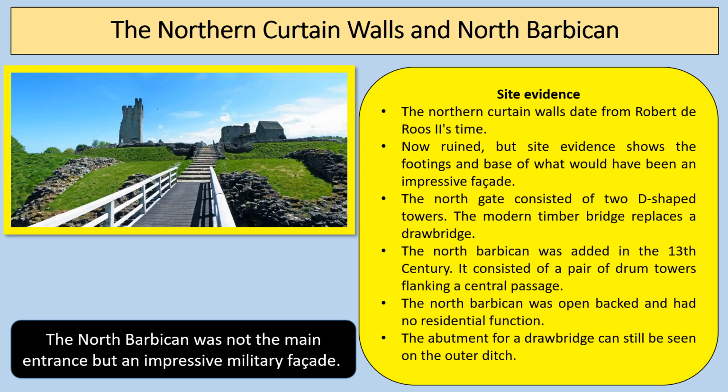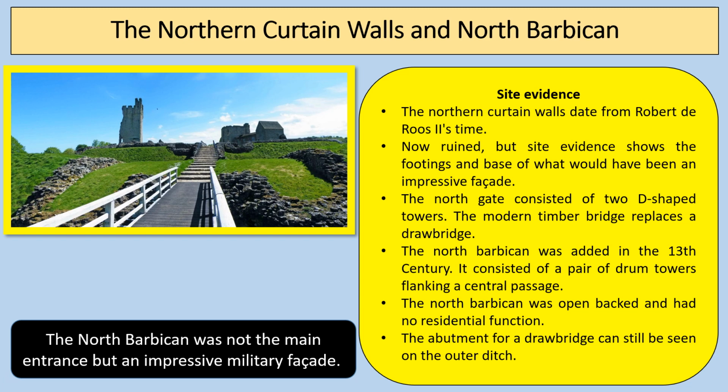Okay, and last but not least, the northern curtain walls and the north barbican. So a little bit of site evidence for this. The northern curtain walls date from Robert de Roos II's time, now ruined, but site evidence shows the footings and base of what would have been a very impressive facade. The north gate consisted of 2 D-shaped towers. The modern timber bridge replaces a drawbridge.